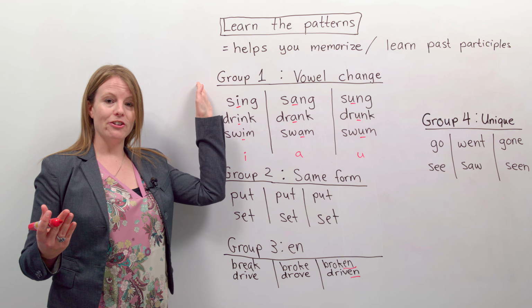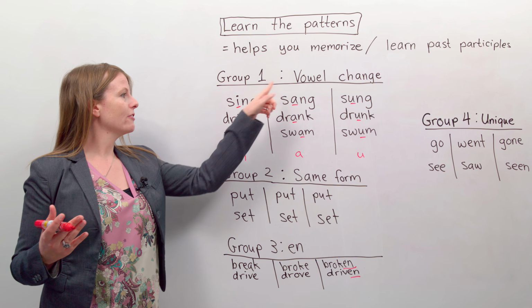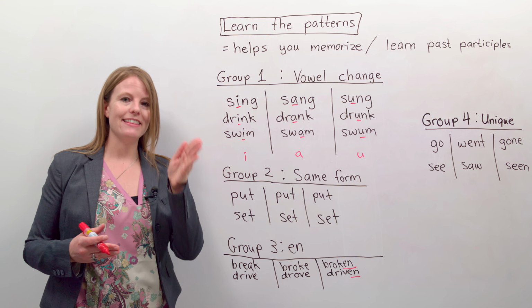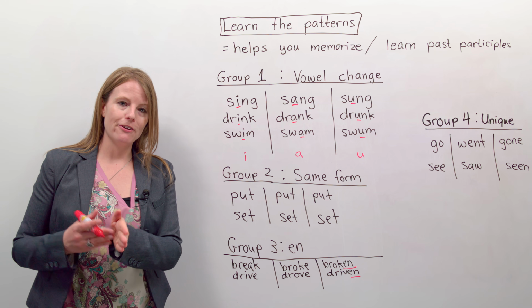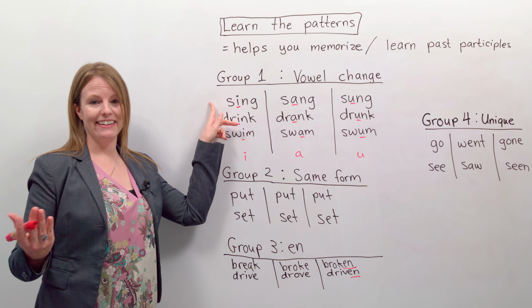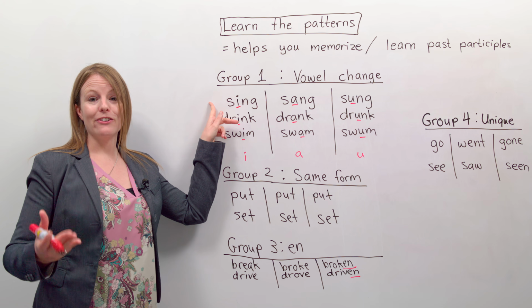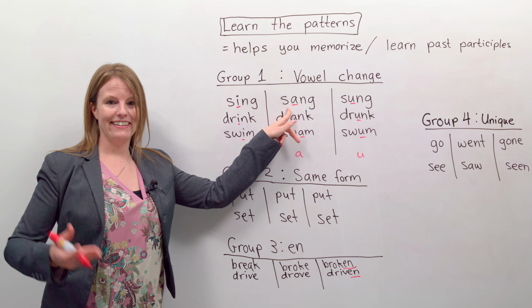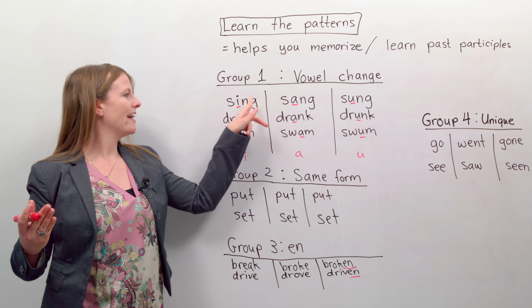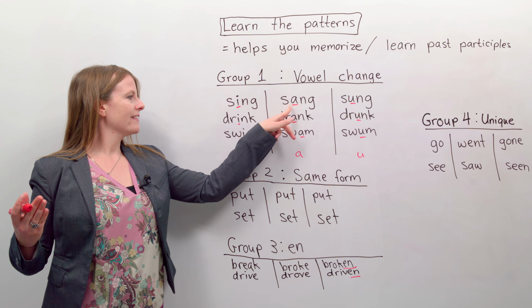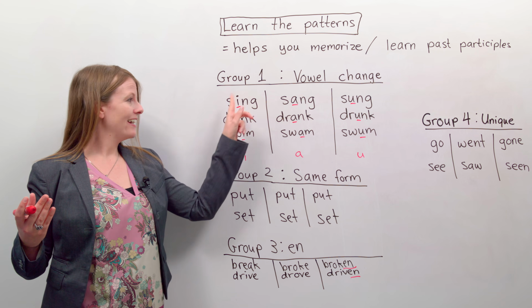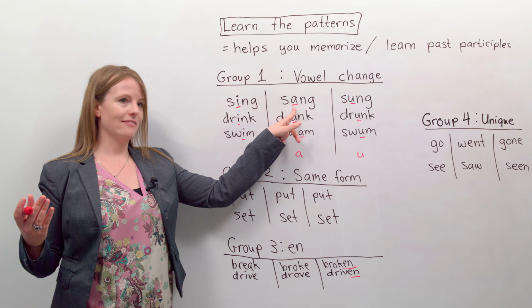So the first group we're going to look at is a pattern where you'll notice the vowel changes. So the present vowel is different than the past tense vowel, which is different from the past participle. So I have here the verb to sing. Sing, you know, la la la la la. Okay, so right now I just sang. A minute ago I sang. So sang is the past tense of sing. Notice what changed was just the second letter here. It went from an I to an A.